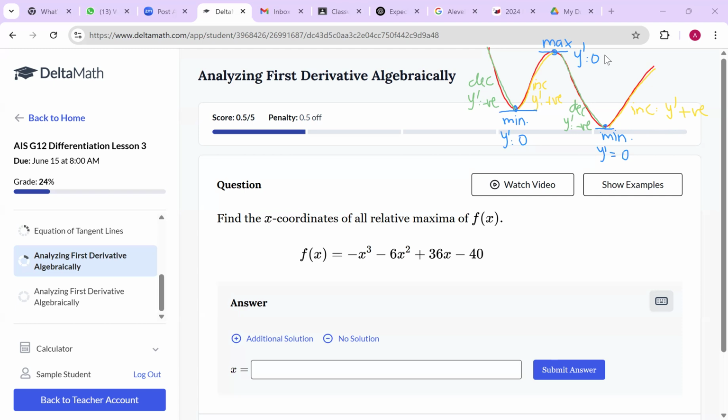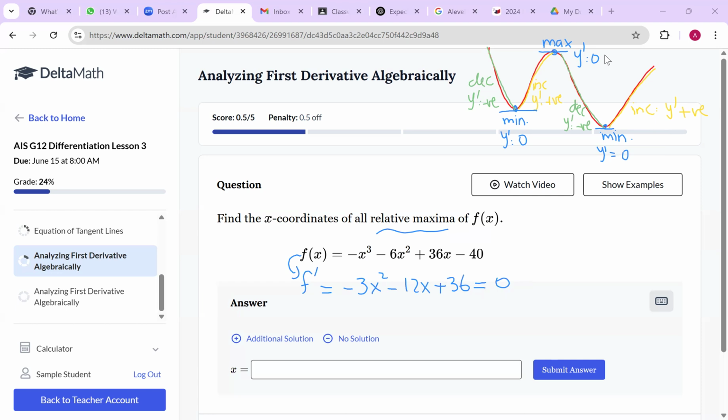Now, for this question, we are required to find the x-coordinates of the relative maxima of f(x). So f of x can be used to obtain y dash or f dash. Of course, they mean the exact same thing. So f dash here will be negative 3x squared minus 12x plus 36. And we want to get the x-coordinates of the relative maxima. So we want to get where f dash is equal to 0. So we're going to equate this to 0.